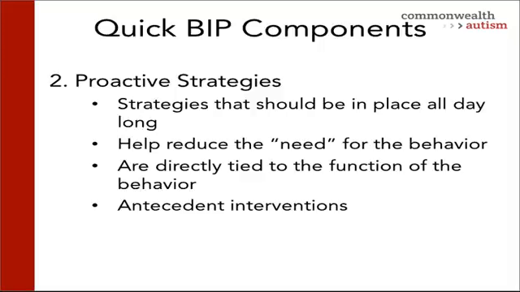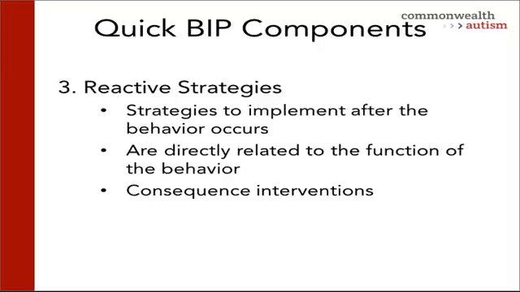So if a student screams at the top of his or her lungs when they get to a point where they really need a break from their work, then some antecedent interventions might include giving them more frequent breaks or not asking for so much work before a break is given to the student.